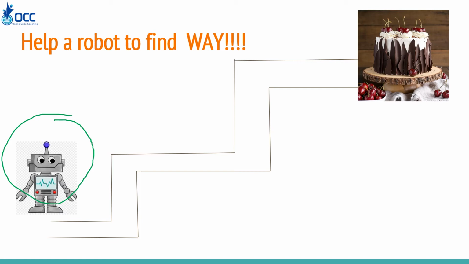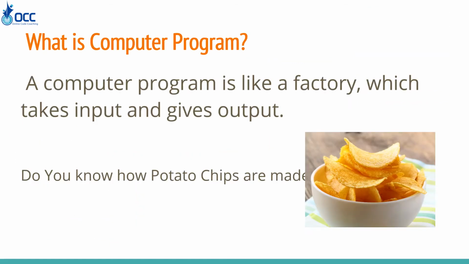So, having said that, we are going to start a very interesting topic which is called a computer program. So, what is a computer program? A computer program is like a factory. And what is a factory? A factory is a place where you give input and you get output. So let's understand with an analogy.